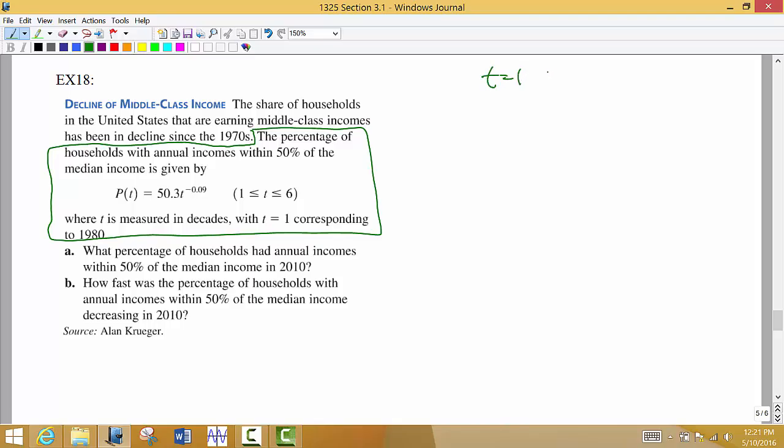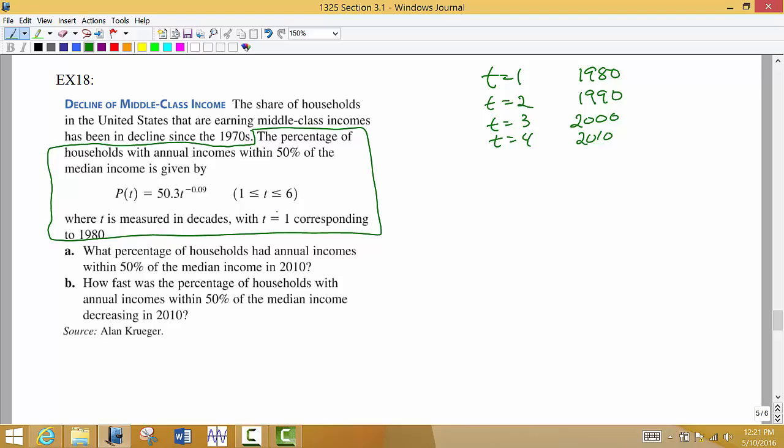So let's just write out what our input values are representing. t equals 1 corresponds to 1980. Then t equals 2 would correspond to the next decade, 1990. t equals 3 corresponds to the next decade, so 2000. And then t equals 4 corresponds to 2010, and so on, all the way up to t equals 6.